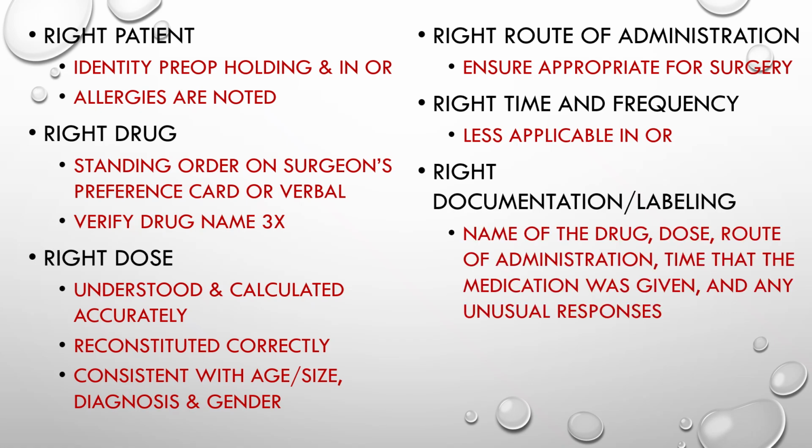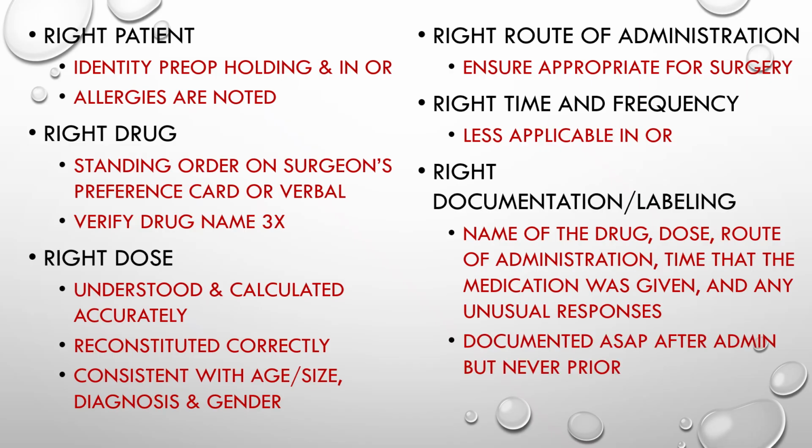Again, documentation and labeling. Everything has to have the name of the drug, also the dose, the route of administration, documenting what time the medication was given, and then any kind of unusual response. All of that gets documented for the patient. And then everything also is documented right away after administration, but never before. So if the surgeon says, I need 5 milliliters of morphine or something, you only document that after it's been given, because you never know.